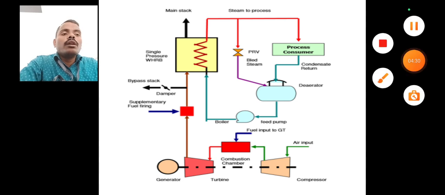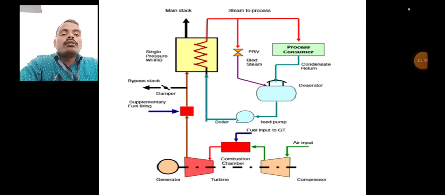This is a block diagram for a steam turbine cogeneration system. It is a block diagram.